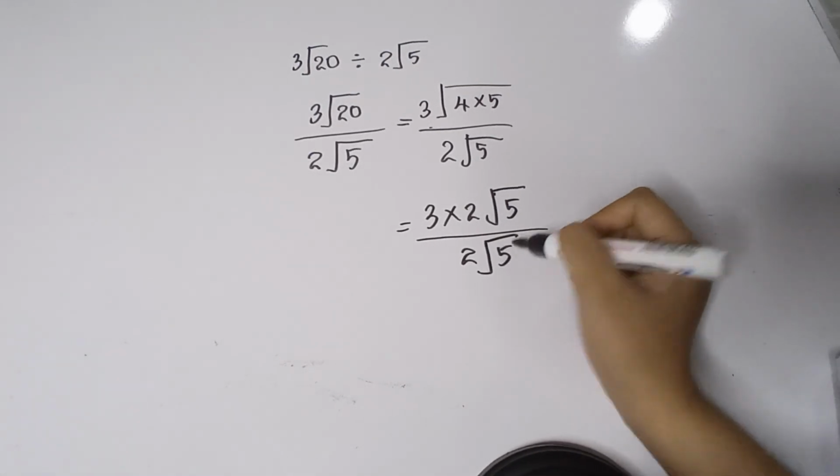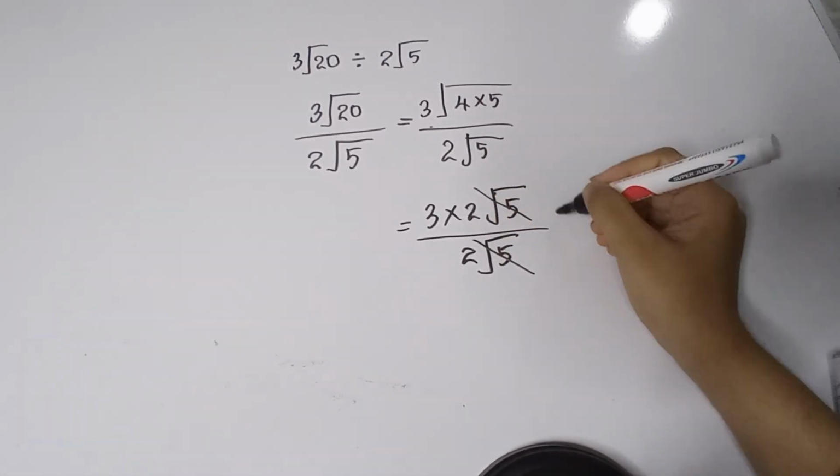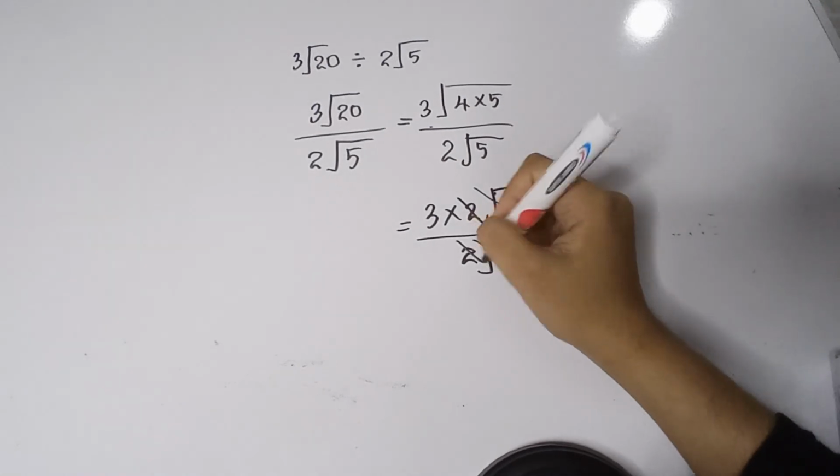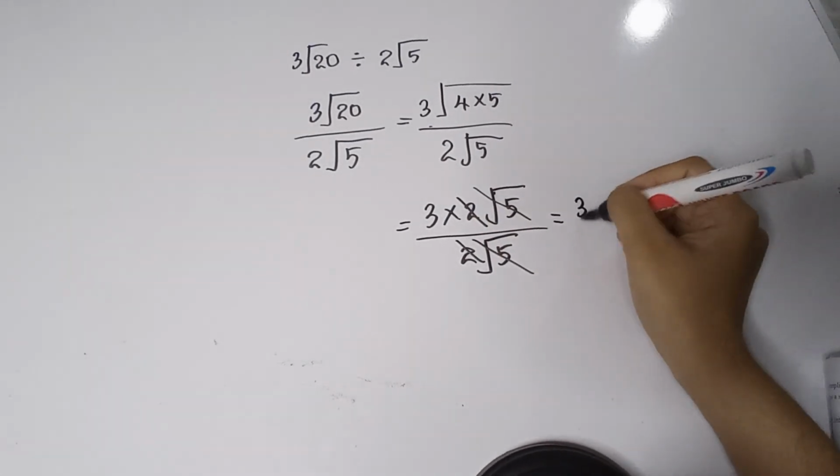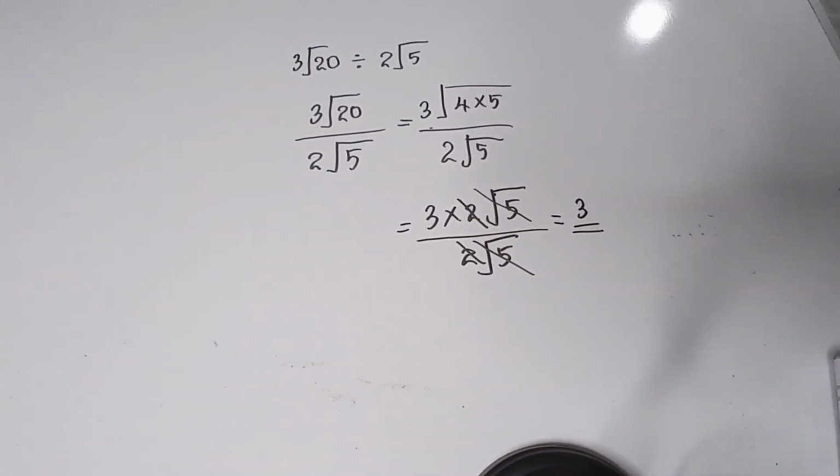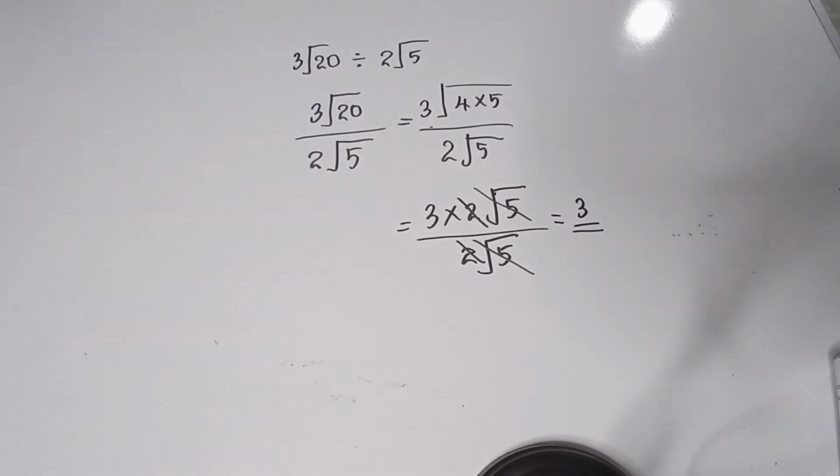Now you can cancel root 5 and root 5. You get 2 and 2. So what's the final answer? It's 3. So this is division of surds. So in surds, you have to know a few things. What is a surd? That is the radical sign. Then you have to know what are entire surds, how to convert entire surds into surds, and how to convert surds into entire surds. So those two topics are over. Then addition of surds, subtraction of surds, multiplication of surds, and division of surds.